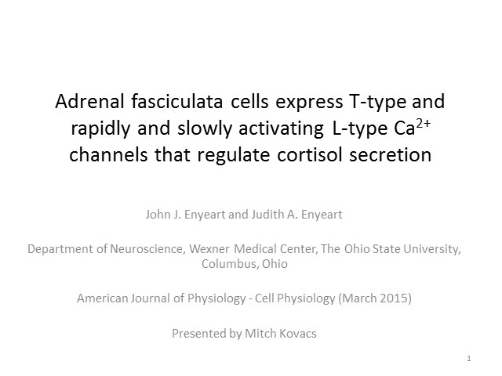The paper I'm presenting is called Adrenal fasciculata cells express T-type in rapidly and slowly activating L-type Ca2+ channels that regulate cortisol secretion. It's by John J. Enyeart and Judith A. Enyeart. They're from the Department of Neuroscience at Wexner Medical Center in the Ohio State University at Columbus, Ohio. This paper was published in the American Journal of Physiology Cell Physiology this past March.